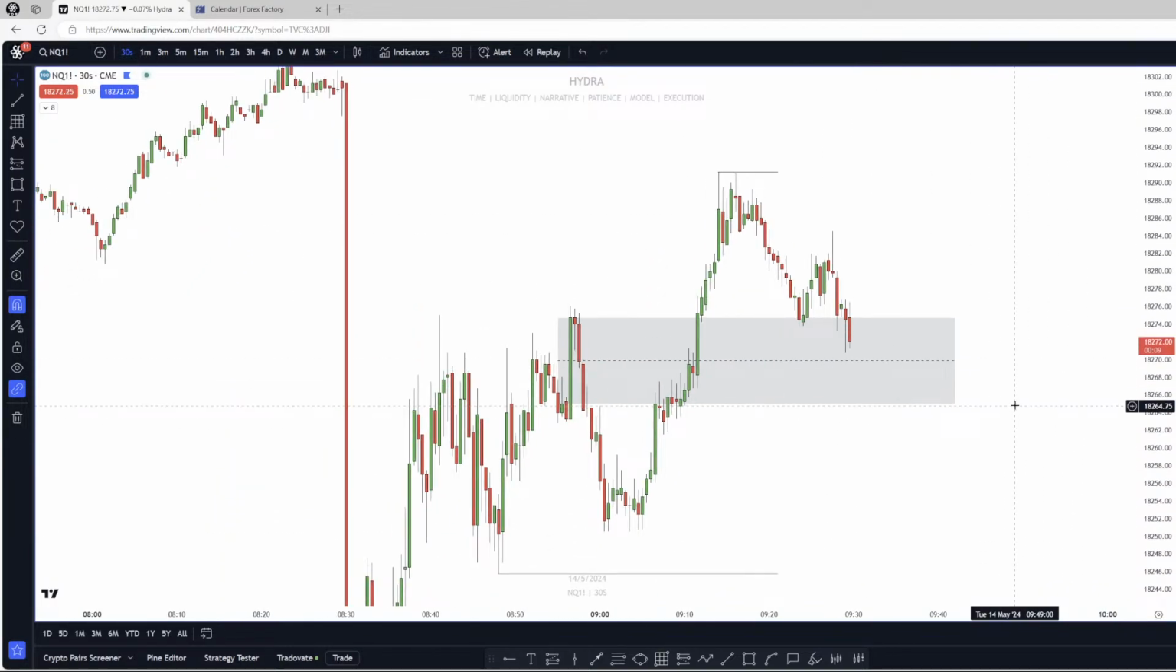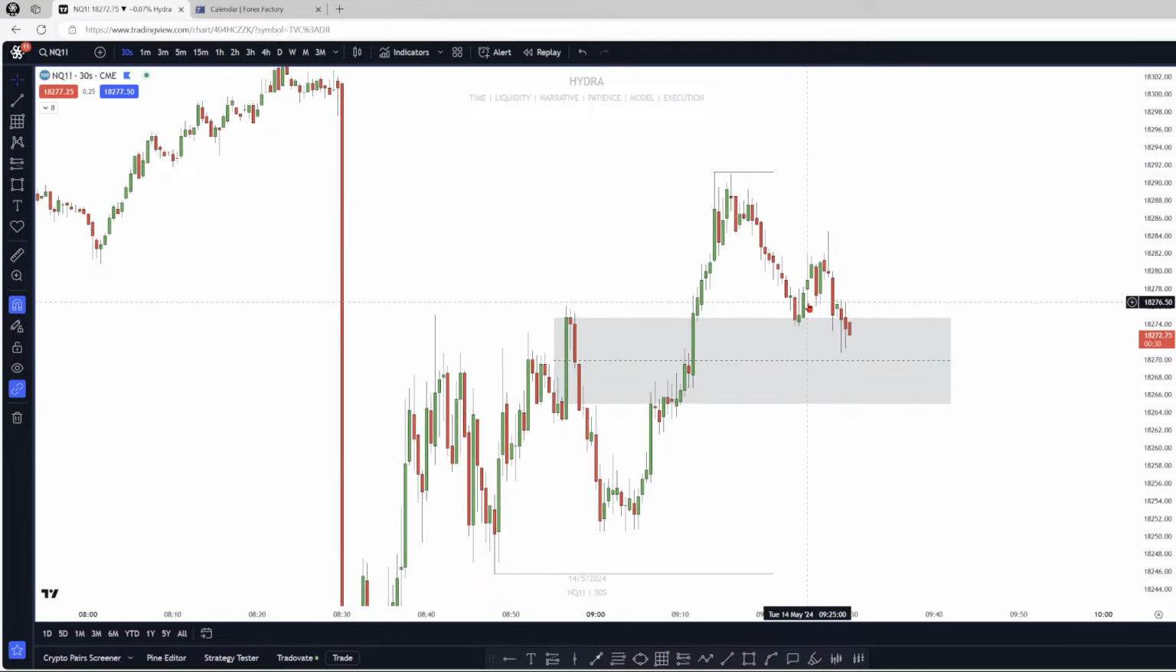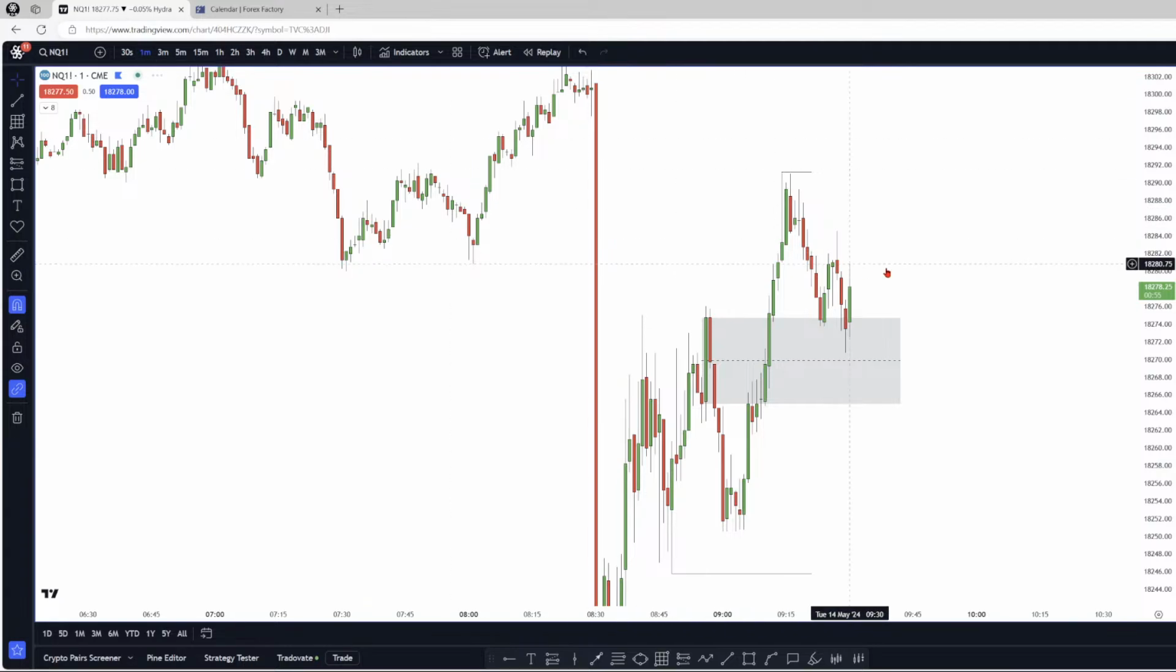Do you guys see any setup on 30-second? I don't see anything on 30-second other than this order block. I don't trust this one. It formed at a level where price is getting support. 9:30.